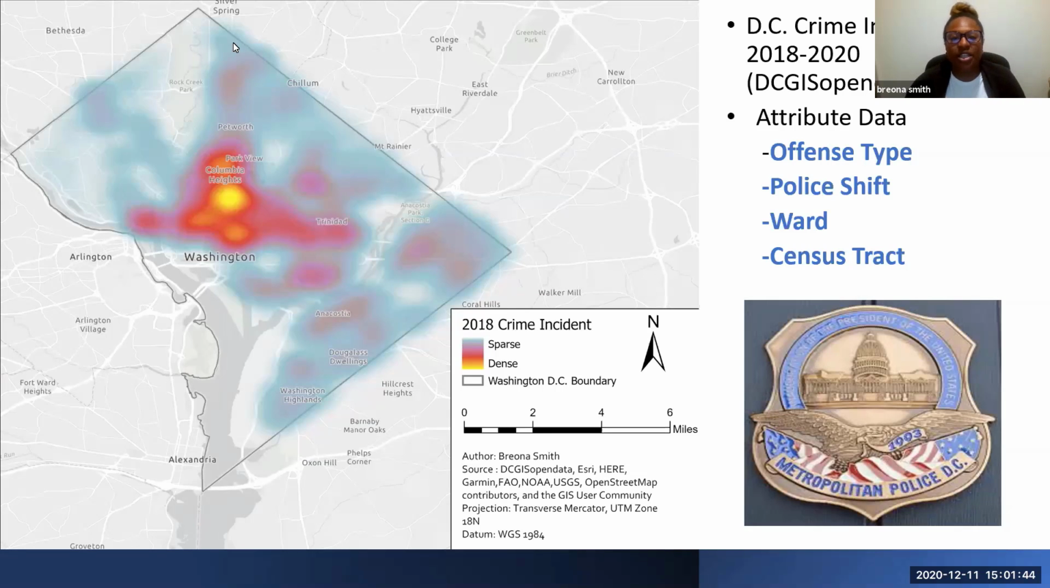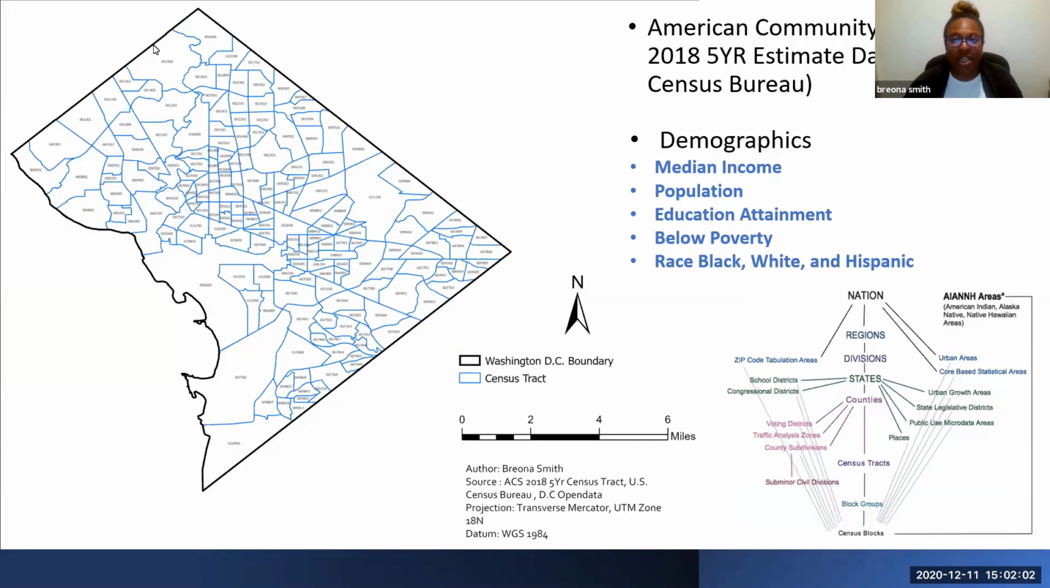I used DC crime data over a 3-year period from 2018 to 2020. The attribute data includes offense type, police shift, ward, census tract, and was provided by the Metropolitan Police Department. Also, I used American Community Survey data provided by the Census Bureau. This demographic data included median income, population, education attainment, below poverty, and race of Black, white, and Hispanic.